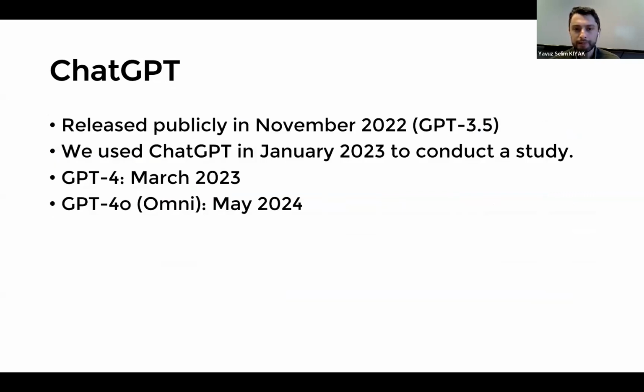ChatGPT was released publicly in November 2022 as a variant of GPT 3.5. And we used ChatGPT in January 2023 to conduct a study by generating medical cases and multiple choice questions. After that, GPT-4 was released in March 2023. Then the latest one, GPT-4o Omni, was released in May 2024.